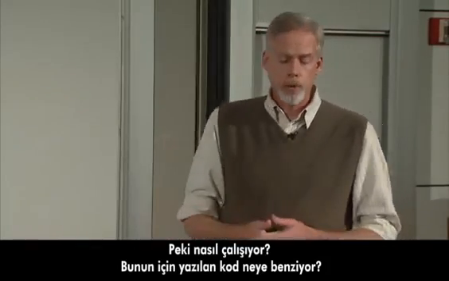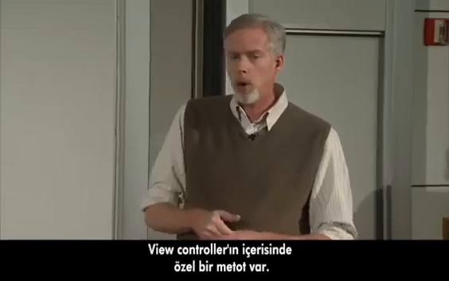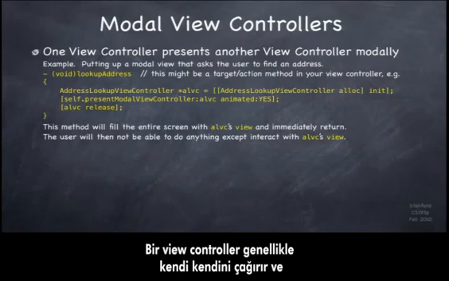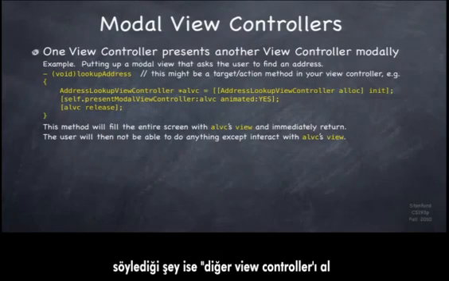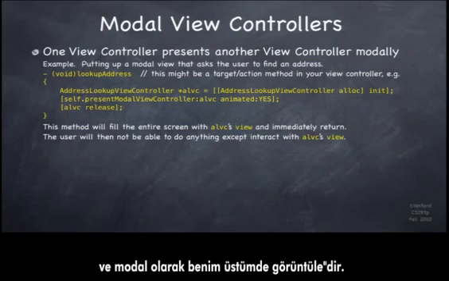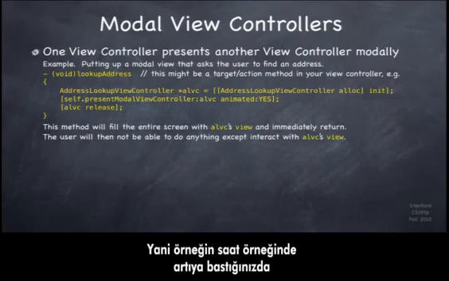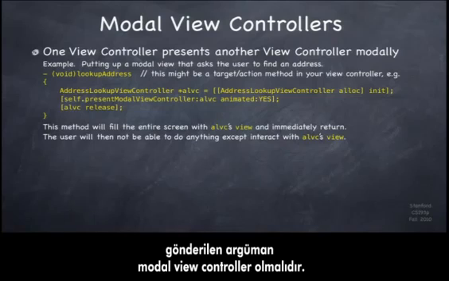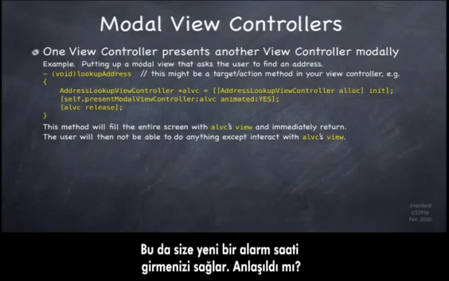So how does this work? What does the code for this look like? There's a special method in view controller called presentModalViewController. A view controller usually calls it on itself, and what it's saying is take this other view controller and present its view on top of me modally. So for example, in the clock one, when you press plus, the clock view controller would say presentModalViewController, and the argument it would pass would be the modal view controller that lets you enter a new alarm clock entry. You see?